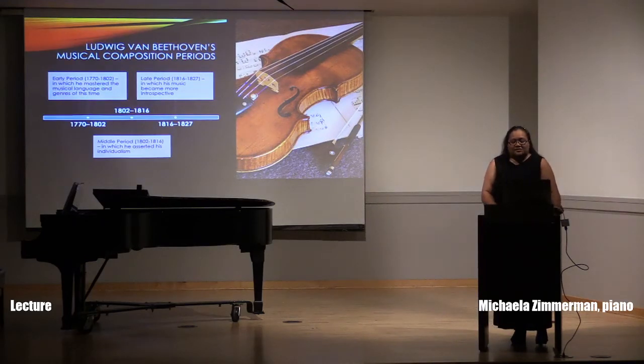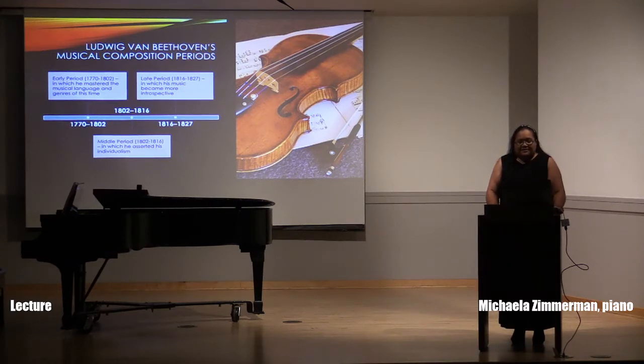Beethoven's compositional works are divided into 3 different time periods. Each period corresponds chronologically with his life, and each period also features distinct musical qualities that set it apart from his other compositional periods. The early period, which was from years 1770 to 1802, he mastered the musical language and genres of his time. The works of Mozart, Haydn, and other contemporaries strongly influenced Beethoven during the early period. It is during this period that Beethoven wrote the Pathetique Sonata.